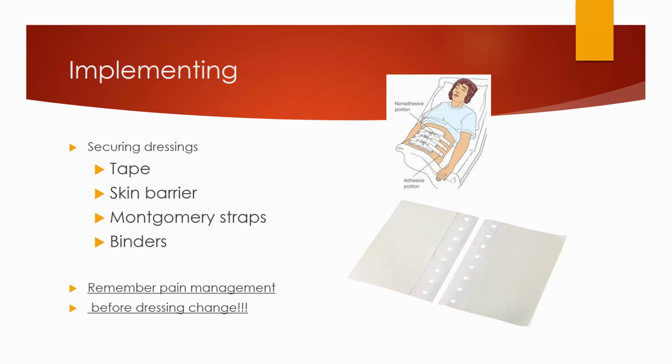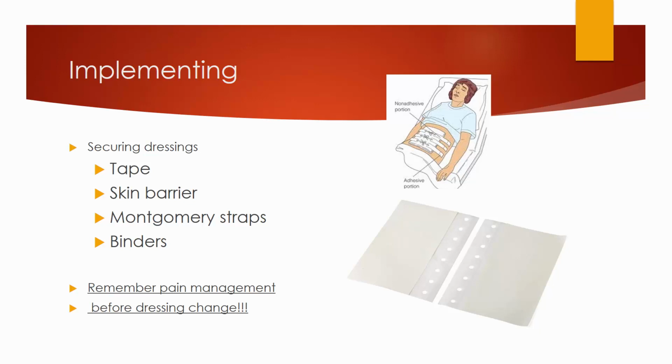Montgomery straps are shown here in this picture, and these are really good if you have somebody that's got an abdominal dressing or some kind of dressing on a bigger area of the body that needs changed frequently, because those white rectangle pieces stay on, and you just take the dressing out of the middle, so you're not ever having to apply and take off tape on their skin. Binders can go over the top for more protection, and abdominal binders don't stick at all. They're just Velcro to themselves.